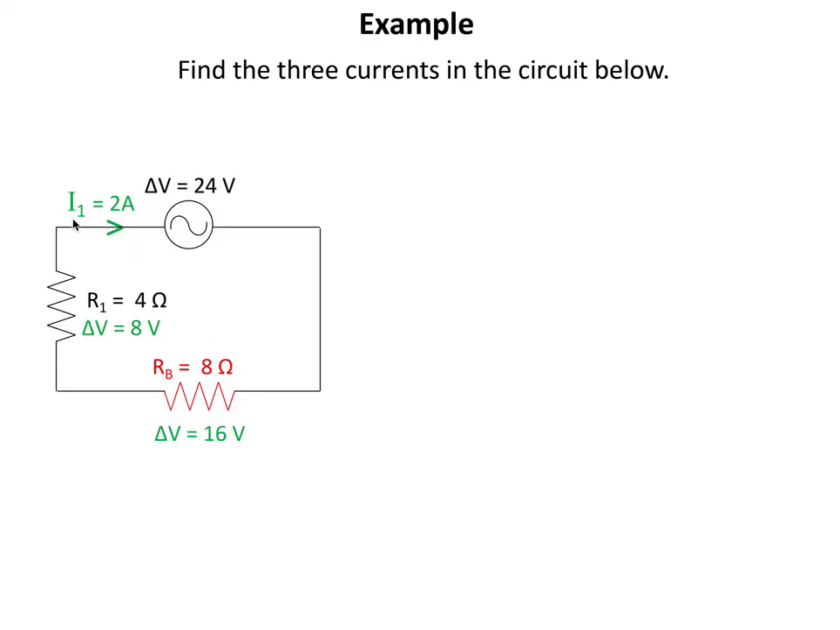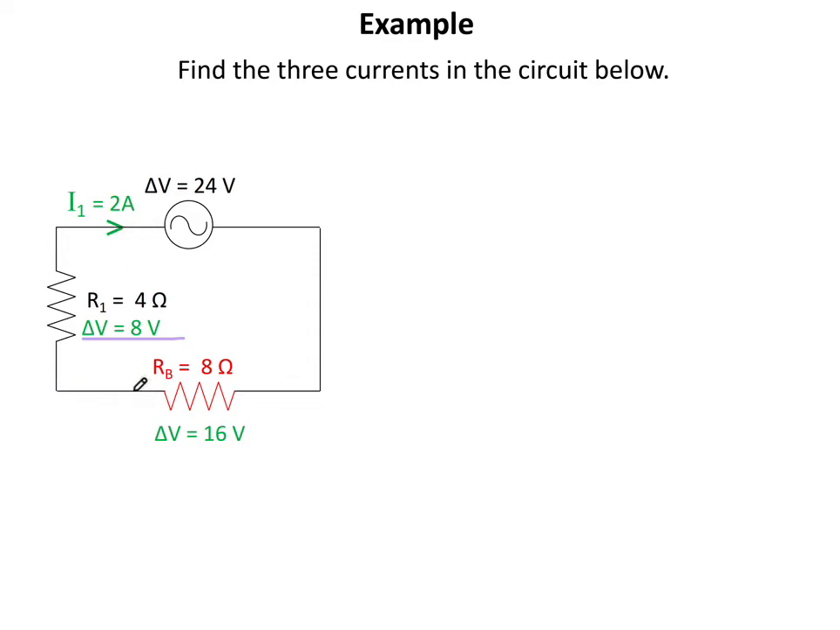I know the current, I know the resistance. I can find delta V by using Ohm's law, right? We know that delta V equals the current times the resistance. So I will take 2 multiplied by 4, I will get 8 ohms, 8 volts, I'm sorry. I will get 8 volts. So the potential difference across this resistor is 8 volts.